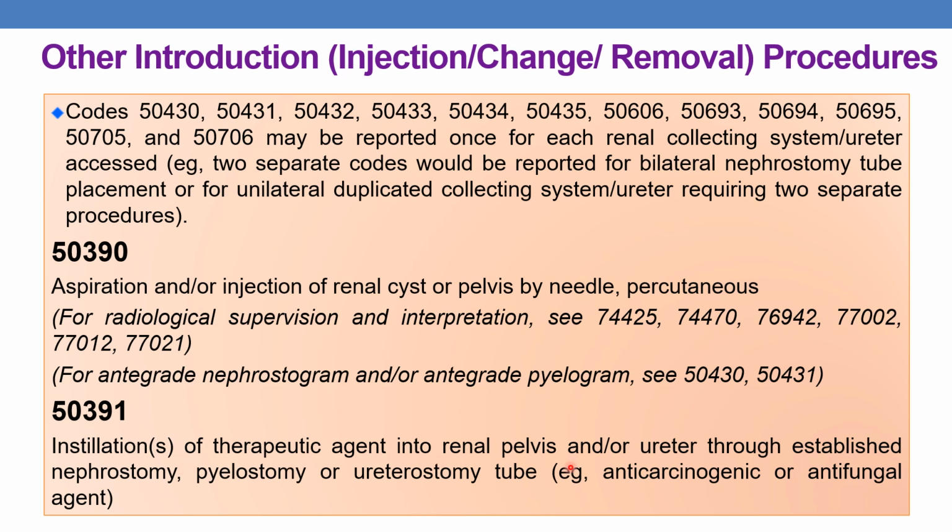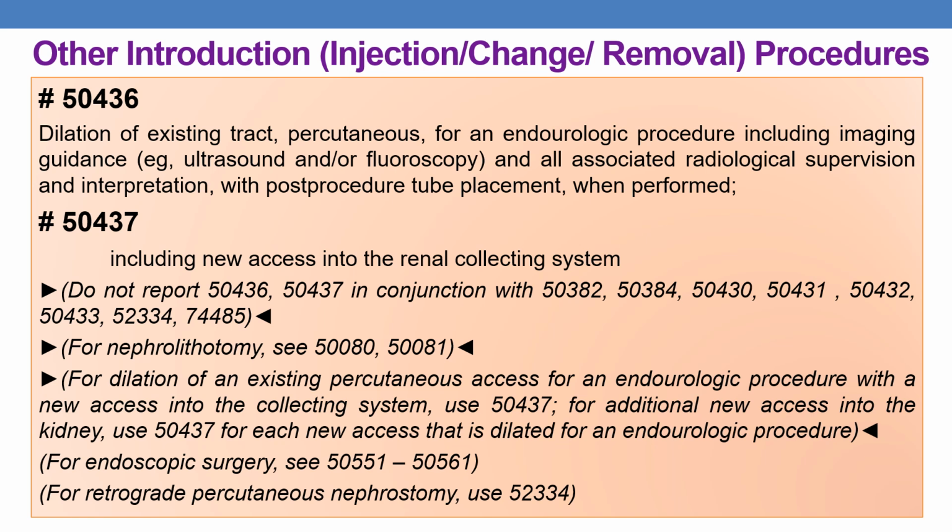The next CPT is 50391. Instillation of therapeutic agent into renal pelvis and or ureter through established nephrostomy, pyelostomy or ureterostomy tube, for example, anti-carcinogenic or antifungal agent. The next CPT is 50436. Dilation of existing tract, percutaneous, for an endourologic procedure including imaging guidance, for example, ultrasound and or fluoroscopy, and all associated radiological supervision and interpretation, with the post-procedure tube placement when performed. This is an out of numerical sequence code, hence it is indicated by this sign.